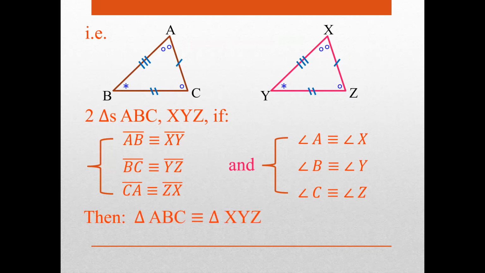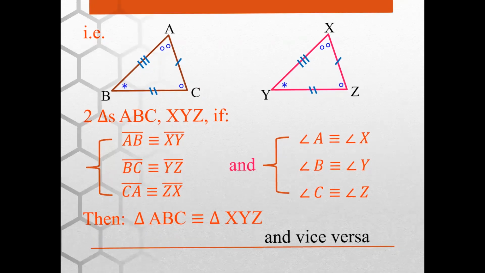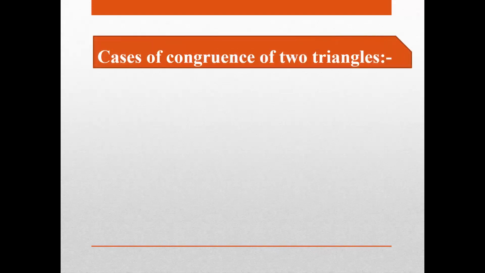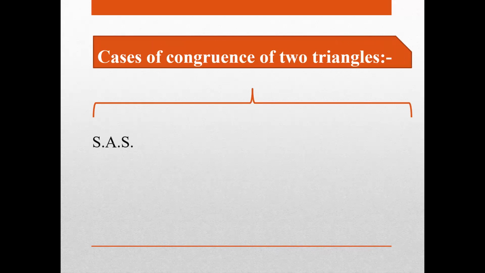Then the two triangles are congruent. And vice versa, if the two triangles are congruent, then sides are equal to their corresponding parts, and the angles are congruent to the corresponding parts. Cases of congruent triangles: it's not important in the triangle that all 6 elements are congruent to the corresponding parts in the second triangle, but we have cases for congruent triangles.